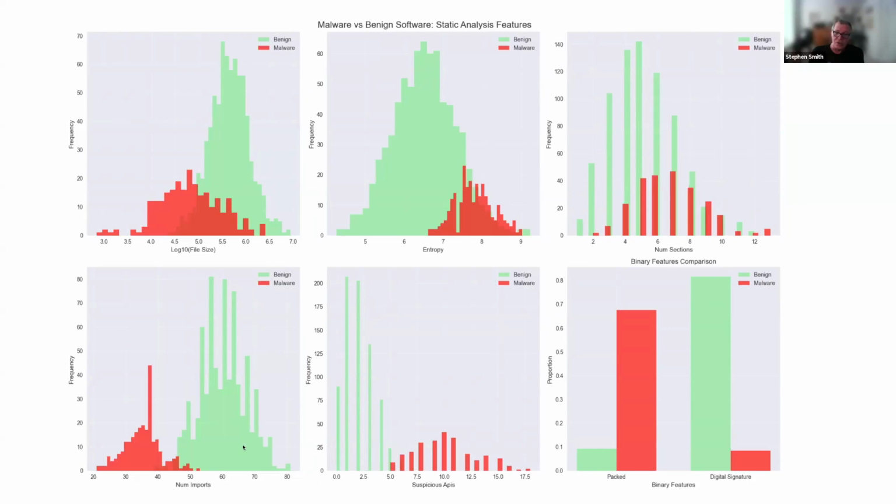Because you can see that there's some overlap between benign and malware among all these things. And figuring out where that decision boundary is, based on all these different features that are important, is where machine learning excels. So remember, each one of these things is a feature: file size, entropy, number of sections, binary features, suspicious APIs, number of imports. Every one is a feature. So each one of these is a column.